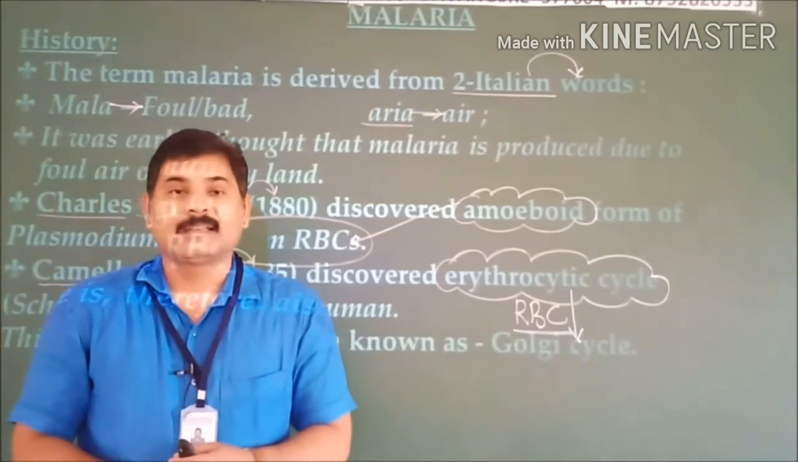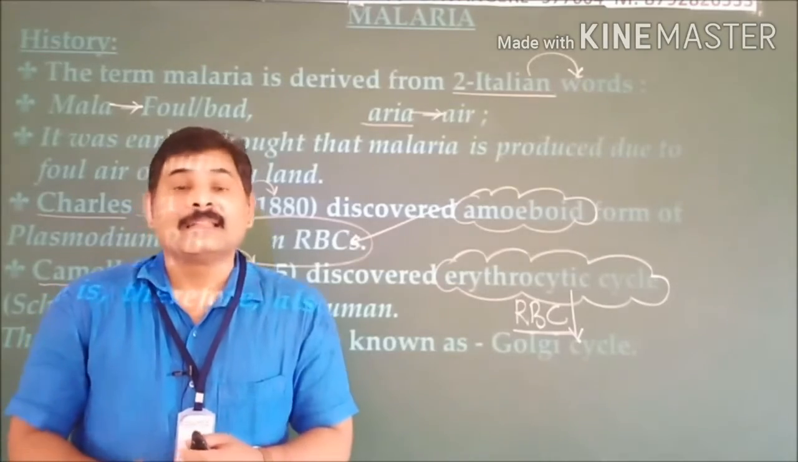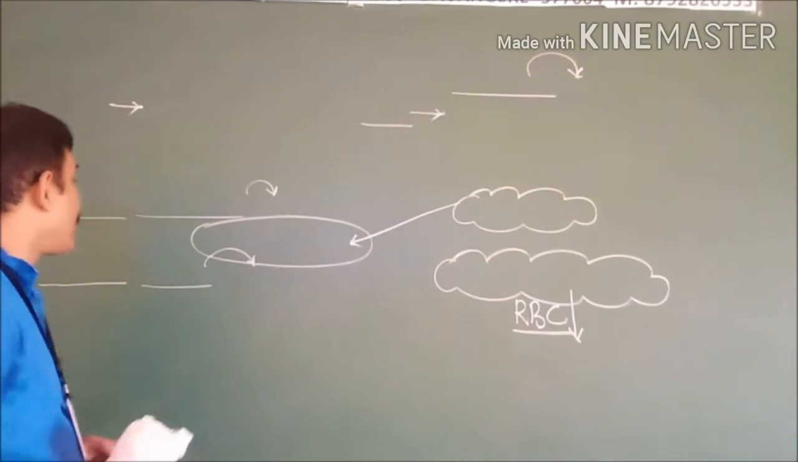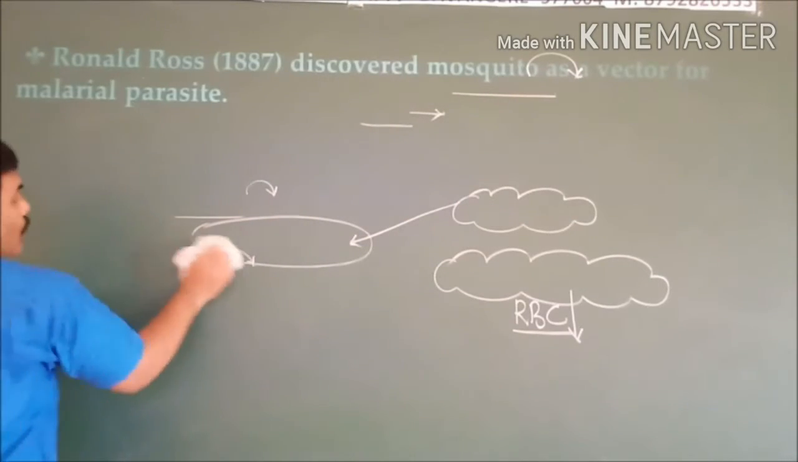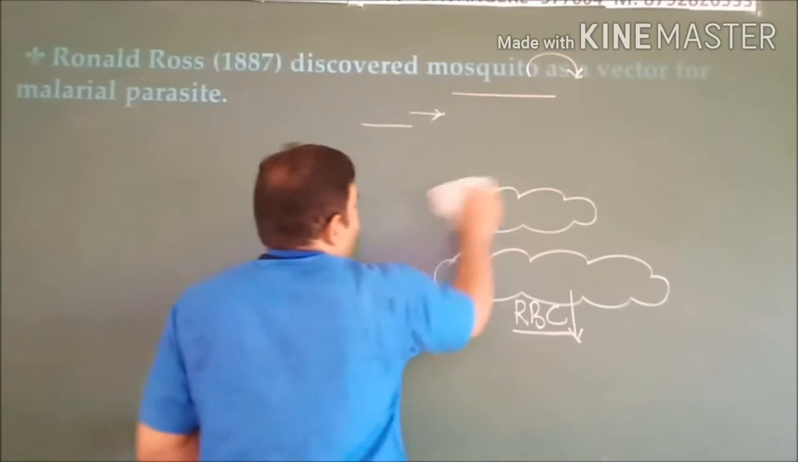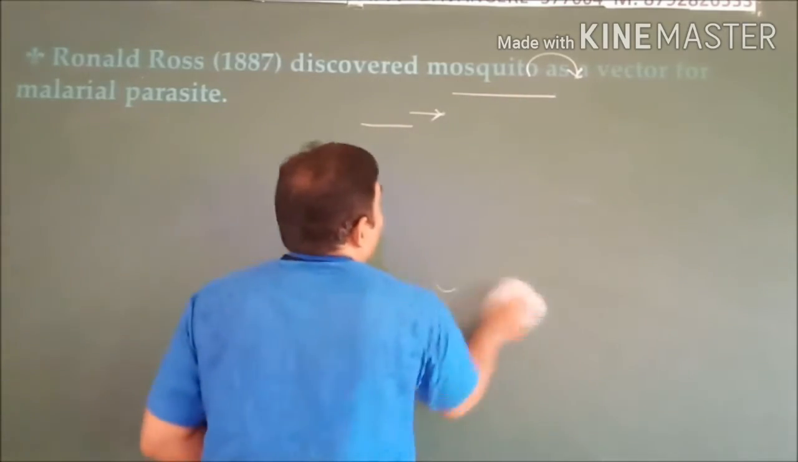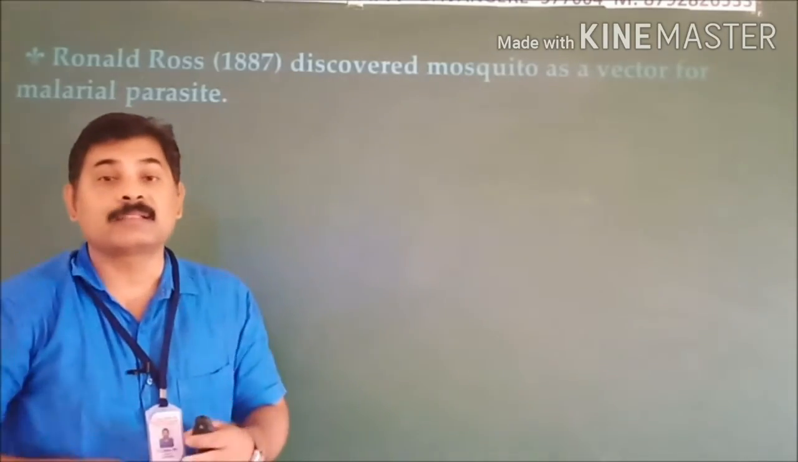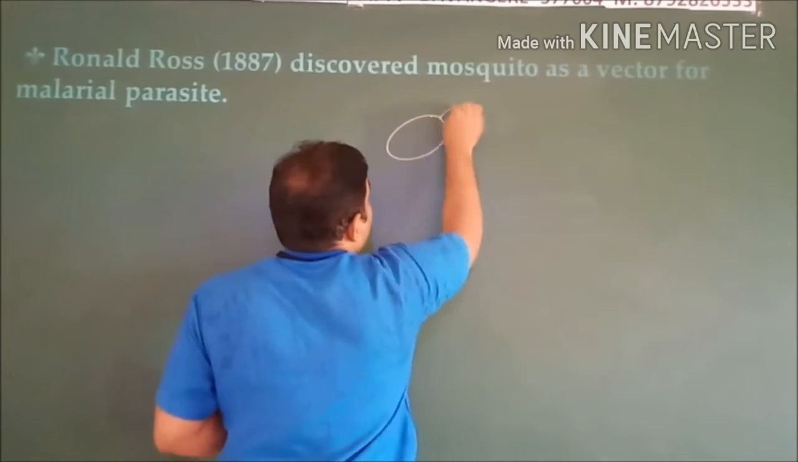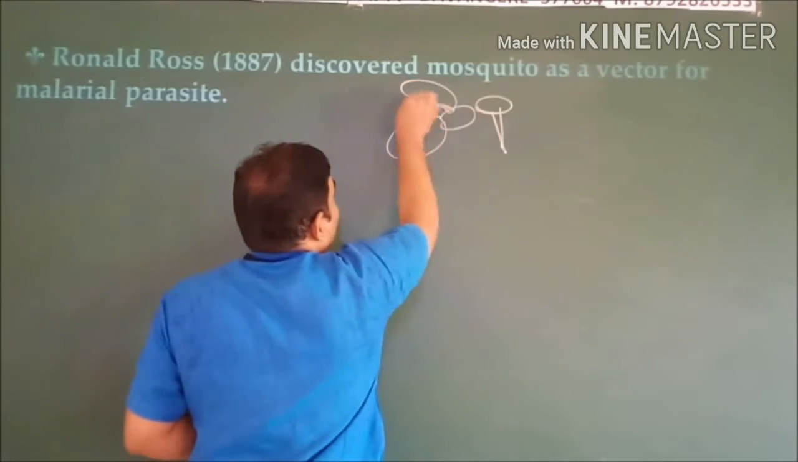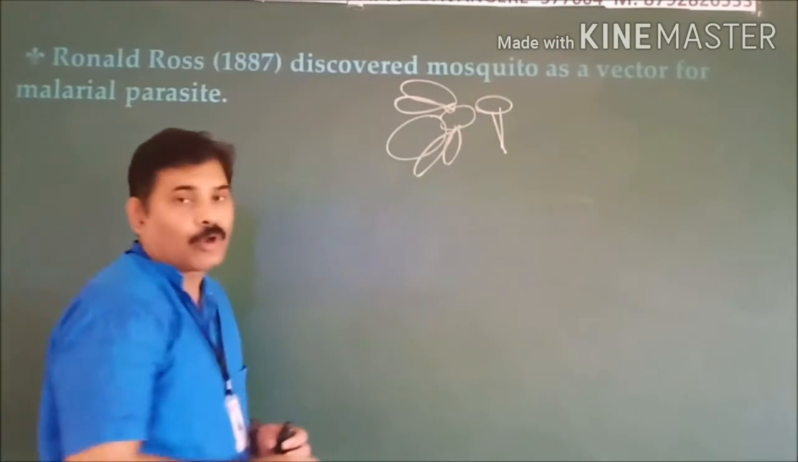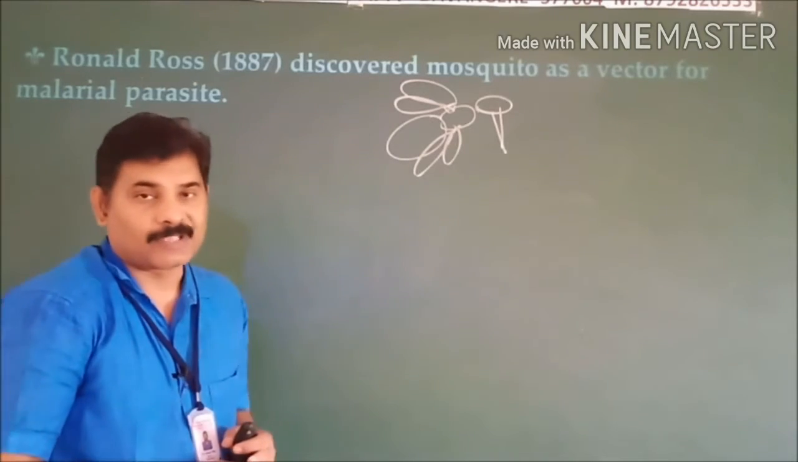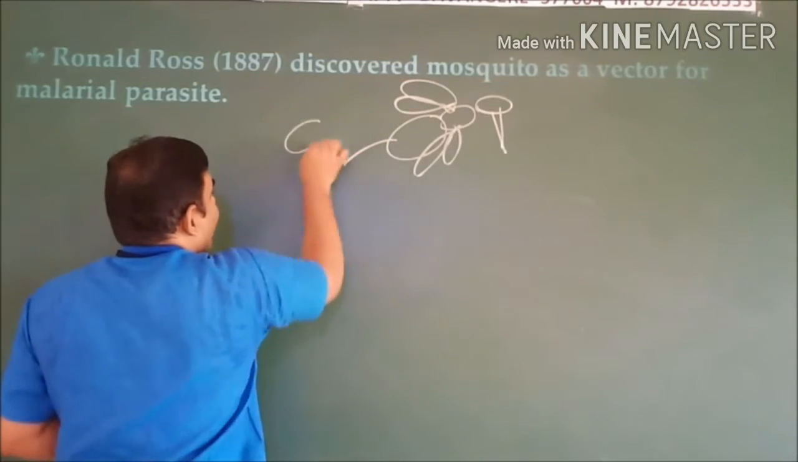Then another scientist discovered the vector of the disease, and that took place in India. Sir Ronald Ross is the person who discovered the vector of this parasite. You already know what a vector means: it is an organism or agent which transmits the disease from an infected person to a healthy one.